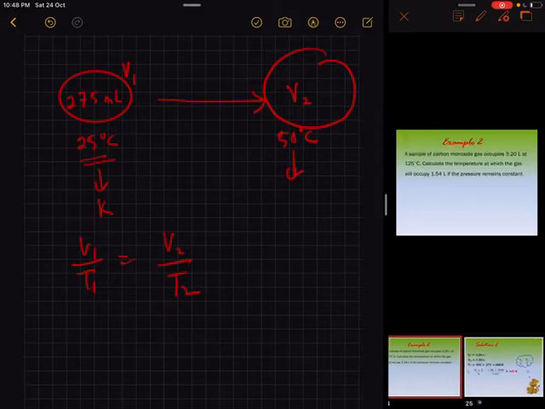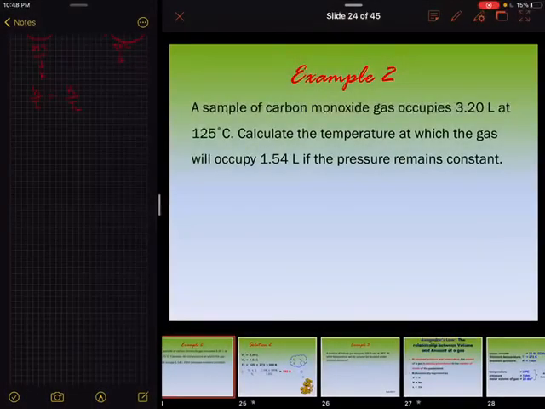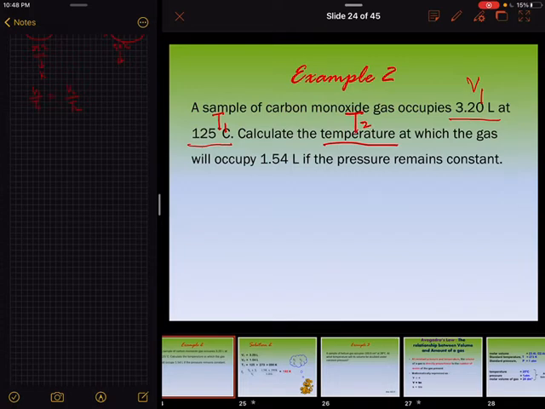Alright? Let's try an example here. A sample of carbon monoxide gas occupies 3.20 liters at 125 degrees Celsius. Calculate the temperature at which the gas will occupy 1.54 liters if the pressure remains constant. Identify what information is given in the question. So here we have V1 and here we have T1. Calculate the temperature, so you have to calculate the second temperature, where you already have the second V.